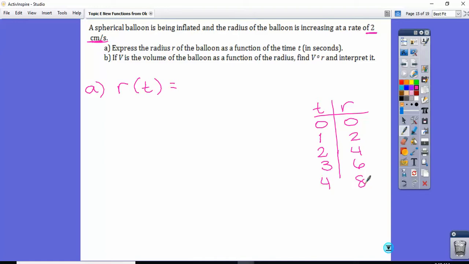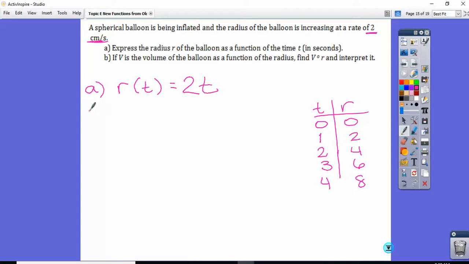So, is there an equation I could use involving my t? What do you do to t in order to get r? Take it times 2. Your radius is just 2t. So that means that I don't have to make a table. If I want to know the radius after 20 seconds, I just take 20 times 2. The radius would be 40 centimeters.